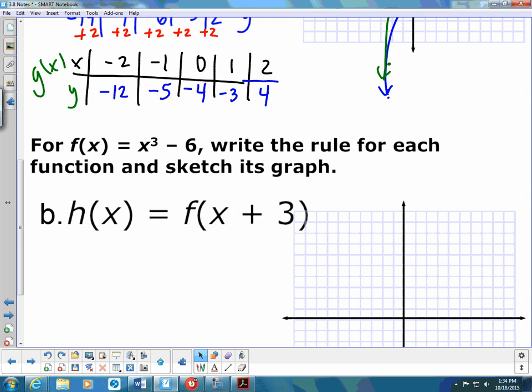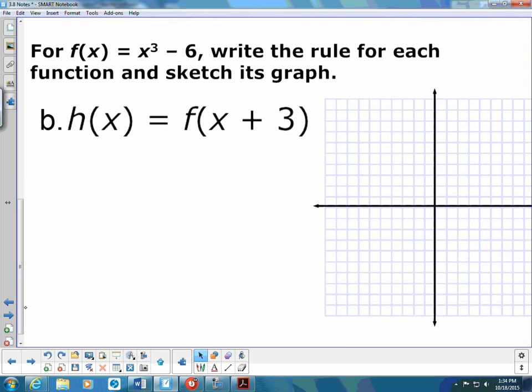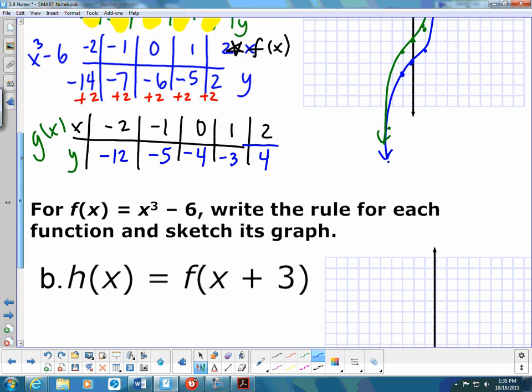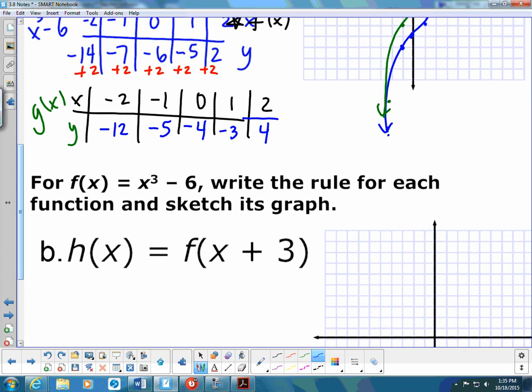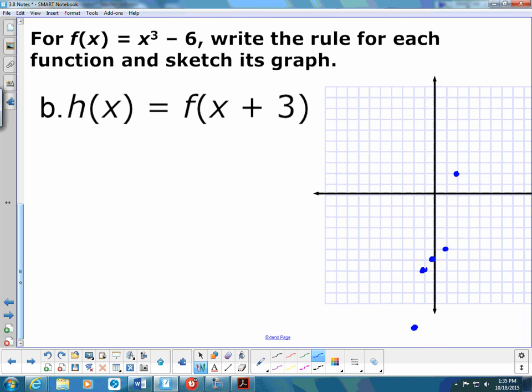Okay, so let's do this next example. We're still using that parent function of x cubed minus 6, and this time we're going to transform it by doing f of x plus 3. So we know that we had this parent function in blue, which was -2 down here somewhere at -14, and -1, let's get those ordered pairs back again from before, -7, and then 0 was -6. Here's 0, -1, -7, 0, -6, 1 went to -5, and 2 went to 2. Okay, so that graph, if I kind of draw that in, looks something like this.